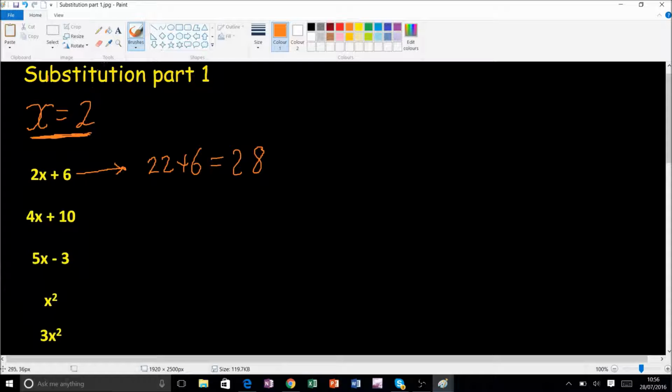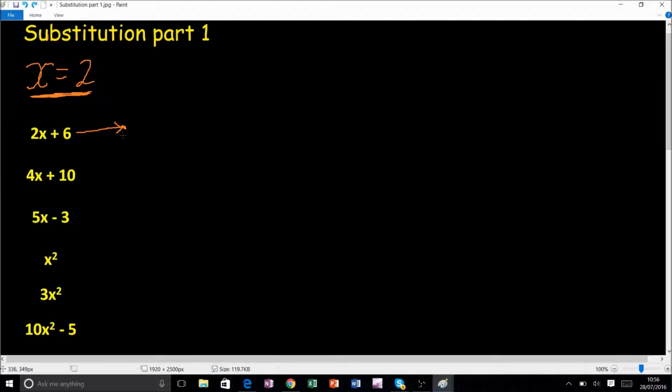What does 2x mean? Does anybody know what 2x means? 2x means 2 times x. So 2x means we've basically got 2 times x, then plus 6. So we've got 2 times x, and once we get that, we're going to add 6 onto it.